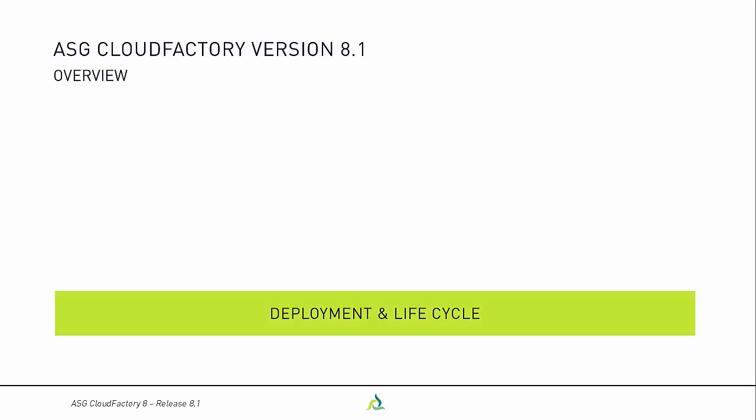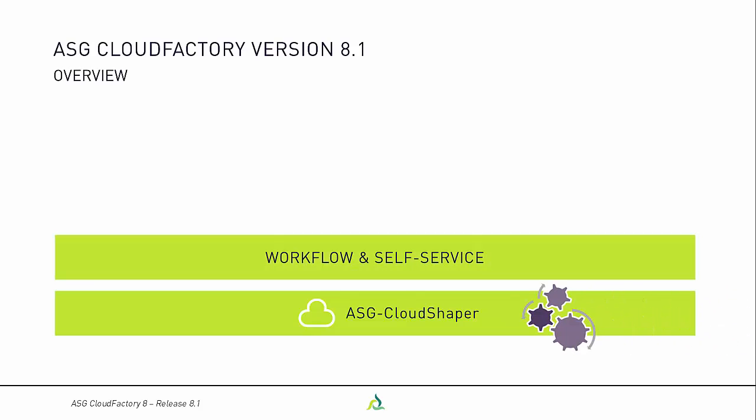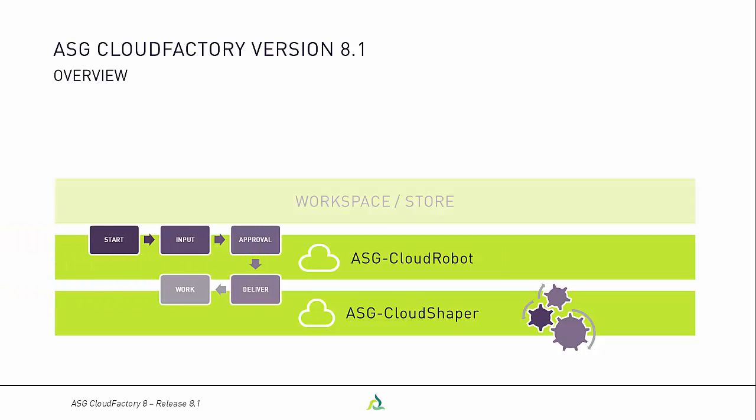This stack diagram illustrates ASG's Cloud Factory version 8.1. Let's start at the bottom section and work our way up. Deployment and Lifecycle Management, represented by ASG Cloud Shaper, followed by the middleware layer for self-services with Cloud Robot, our advanced tool for service, and next on top, the layer for workspace and self-service store. The components are ASG's Cloud Cockpit and the newly featured ASG Cloud Store.